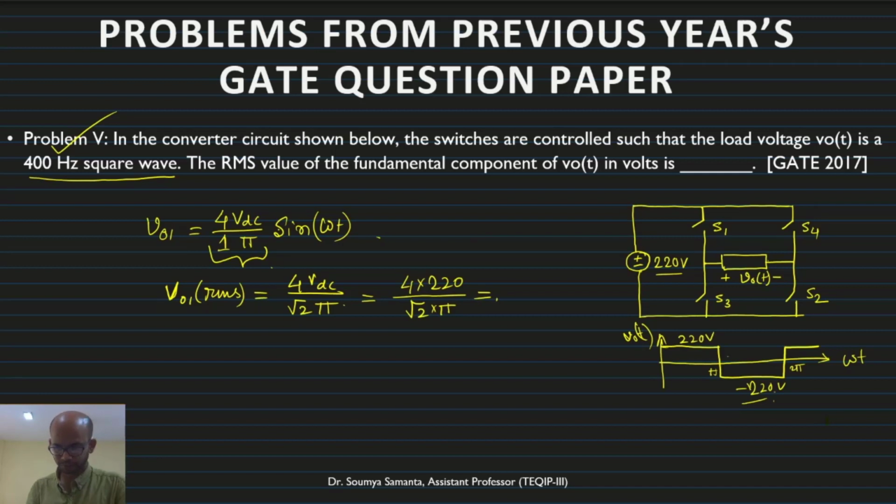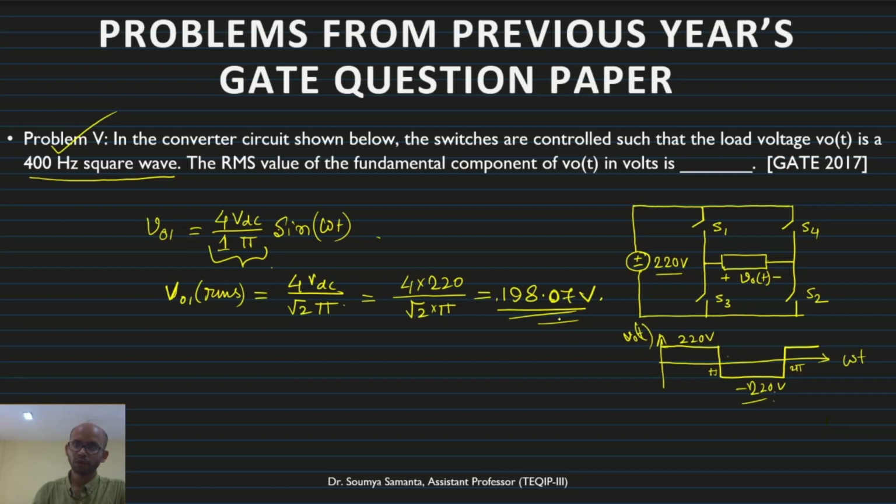Let me calculate. This is 4 into 220 divided by root 2 into pi. So 198.096, 0069. About the decimal, 198.07 volt.